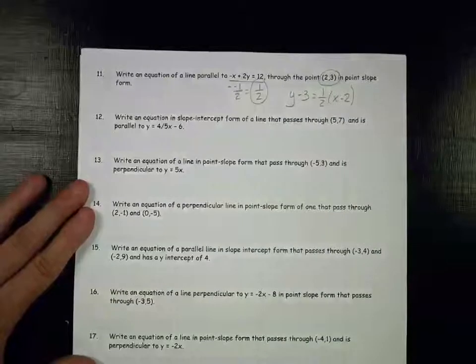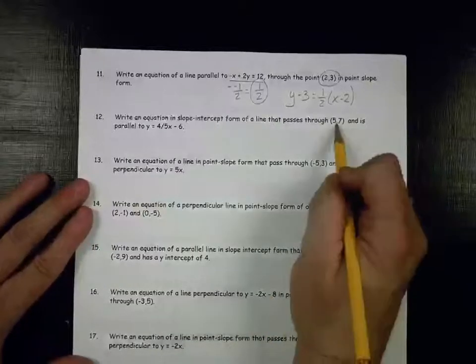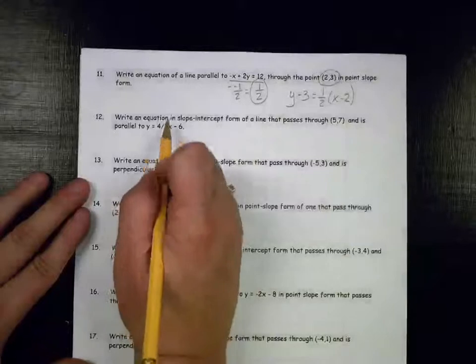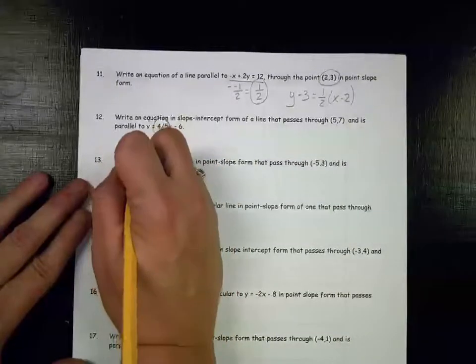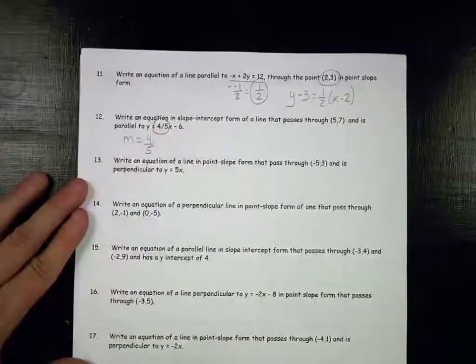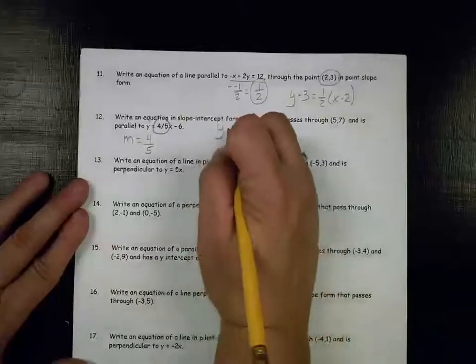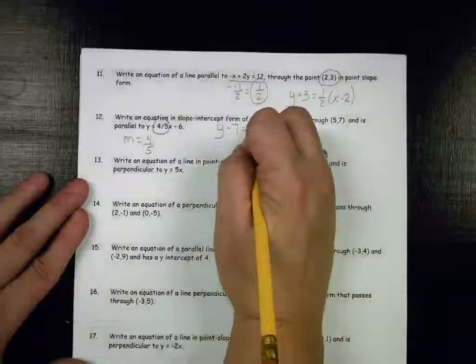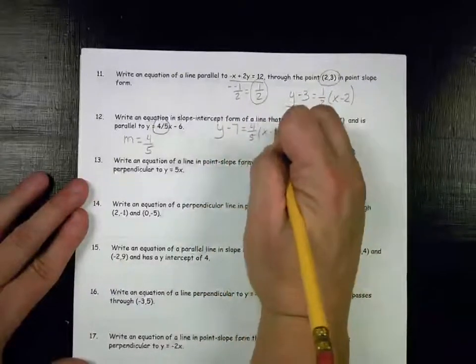Number 12, write the equation of a line, slope-intercept form, passes through this point and is parallel. Parallel lines have the same slope. So our slope in this case will be 4/5. We always start with point slope form. So we will have y minus 7 equals 4/5 x minus 5.